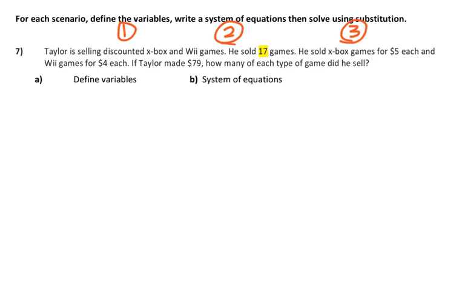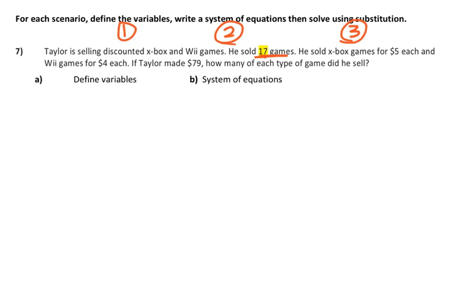So it says Taylor is selling discounted Xbox and Wii games. He sold 17 games. So this is telling us how many games he sold. What is it that I don't know? I know he sold 17 games, but there are two different kinds, so what is it that I don't know about? And so that can help you define your variables.